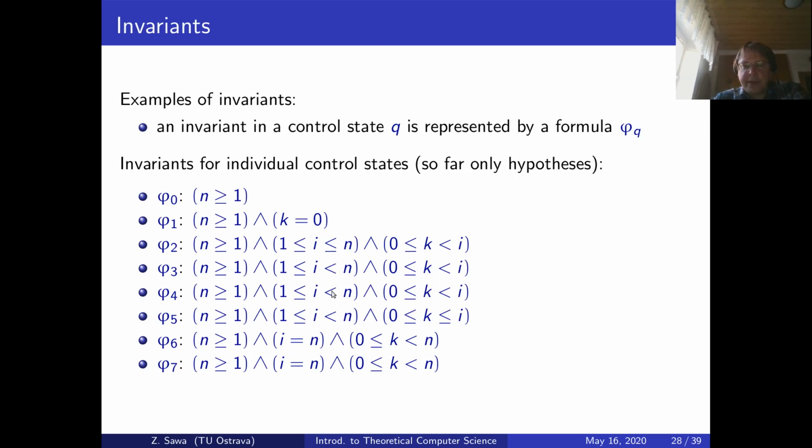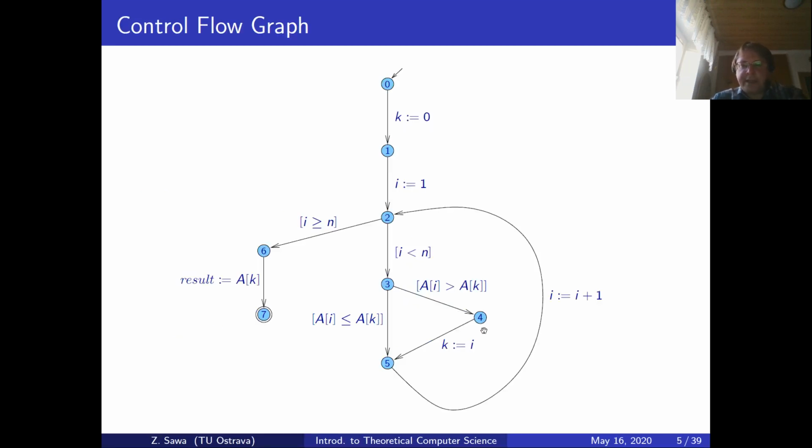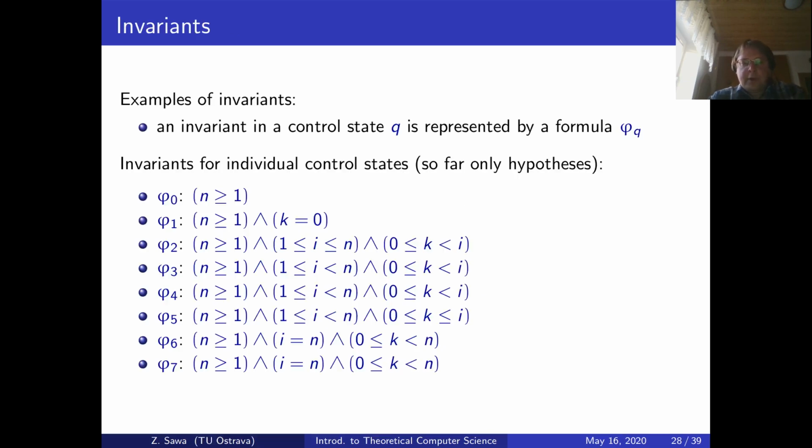Again, here we have a strict inequality, and in state 5, because there is this assignment, it could happen that the value of k could be also equal to i. So if it goes here, k will be strictly less than i, but if it goes through this branch, it could be equal to i. So let's say we formulate these invariants like here.